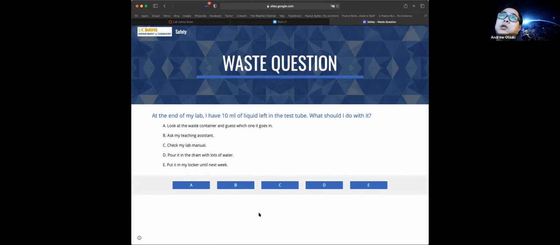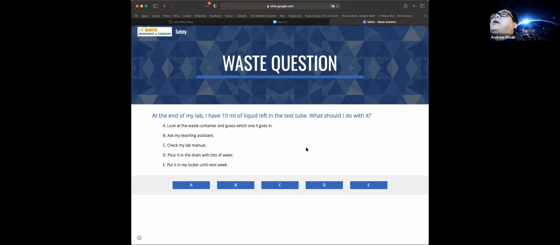Okay. What do you think you should do if you don't know where to dispose of said liquid? Right. If the lab manual doesn't tell you, you should just ask your TA. They'll definitely know where to put the liquid. A lot of people put C. C could probably give you the answer, but I think it's B. So I'm going to choose B.